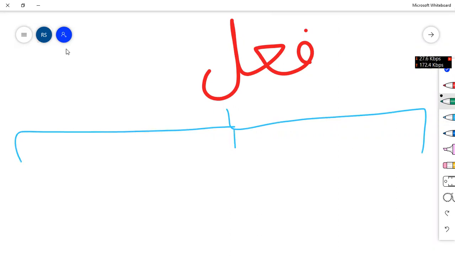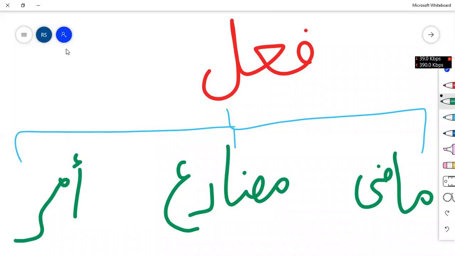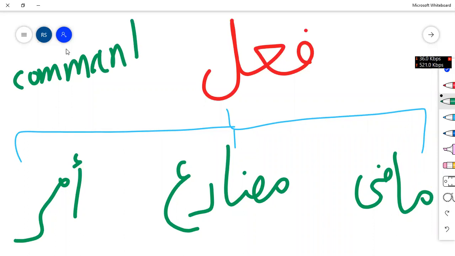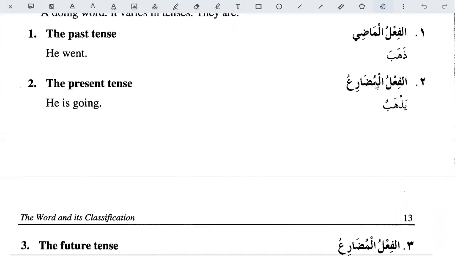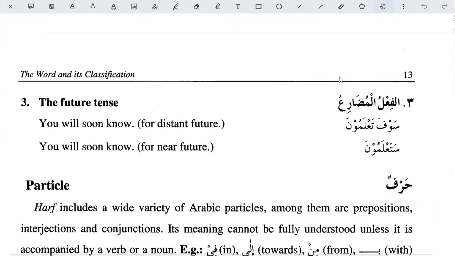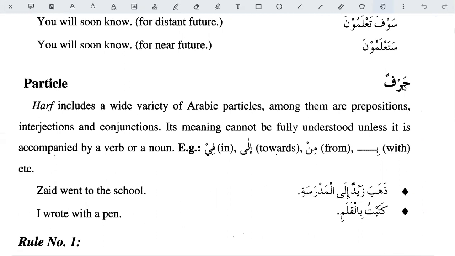First one is fail mazi, which means past. Then fail muzari, which means present and future. And the third one is amr. Amr means command, imperative verb. So these are the three types of fail. Here they have written the two types only, and they are using muzari in the other form, but it is not like this.